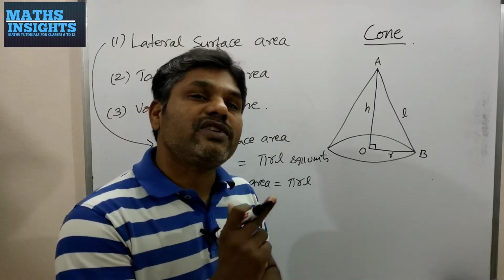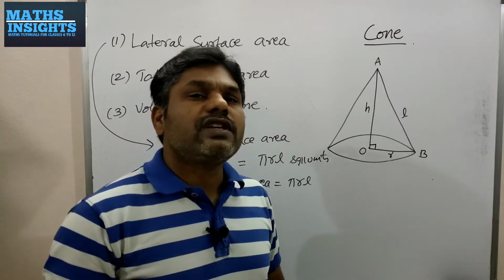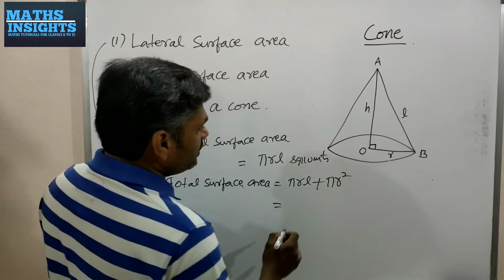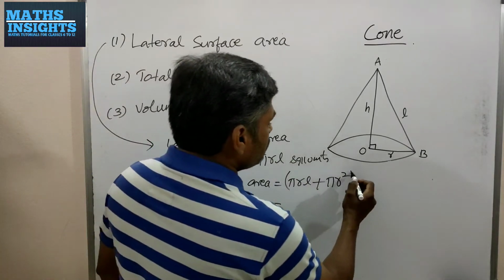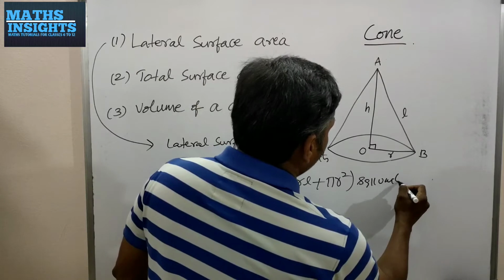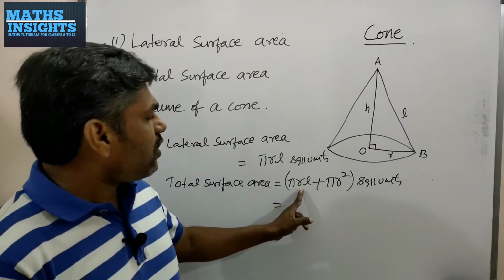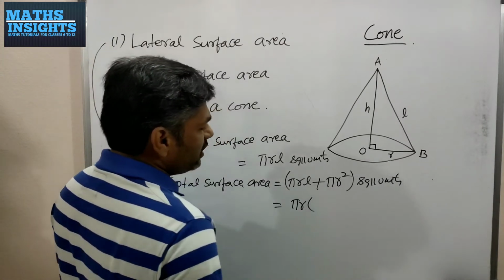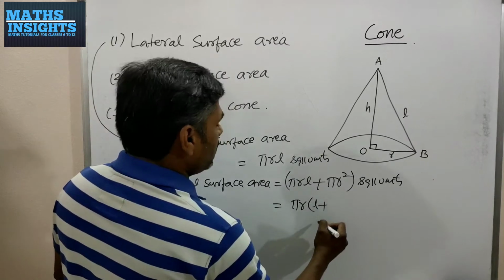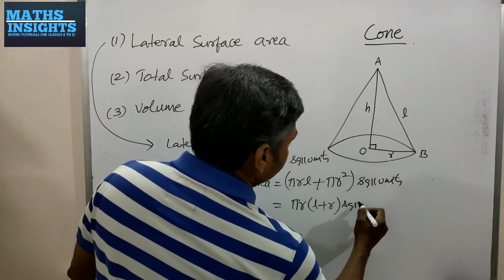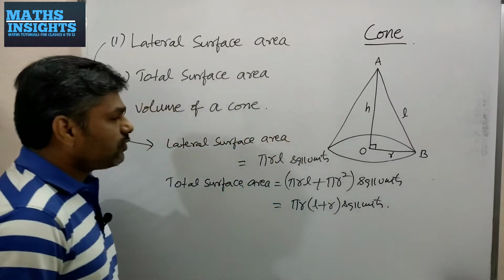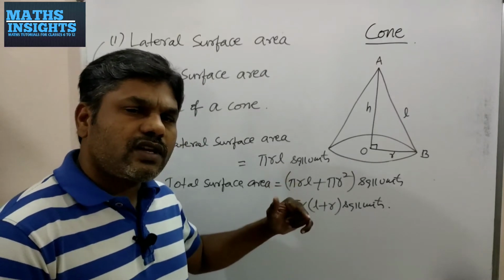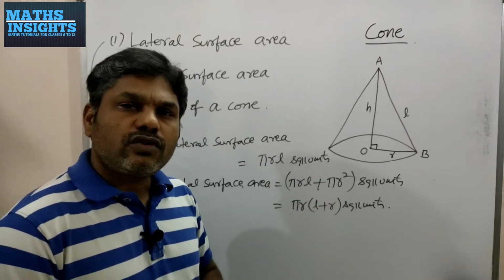You are saying circular base, that means that is a circle. Area of circle formula is pi r square, plus pi r square. In these two, this is also area, the units are square units, and you have pi r as common in both the terms. Therefore I am taking pi r as my common. Therefore pi r into l plus r square units. This is the formula for finding total surface area. Very simple. If you know the lateral surface area, then automatically you may calculate total surface area.